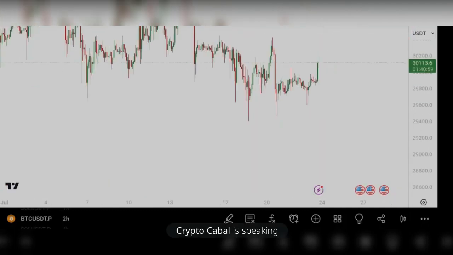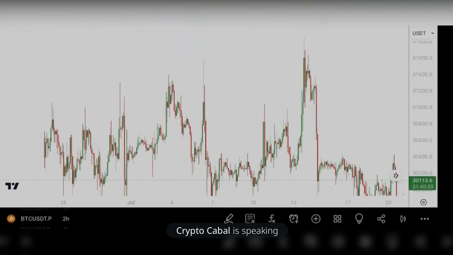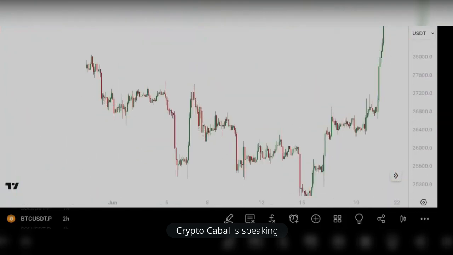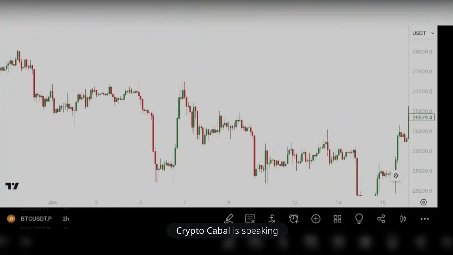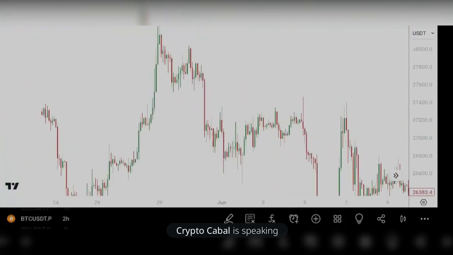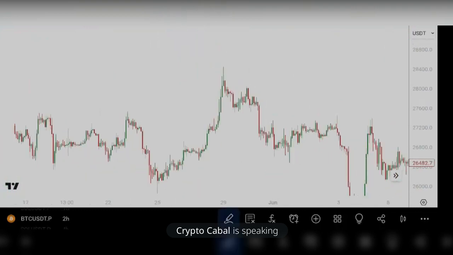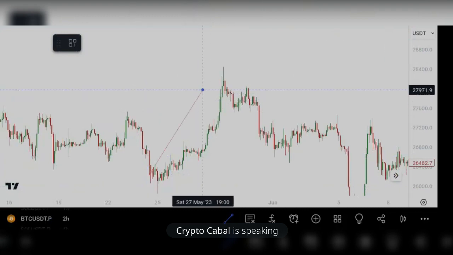Now, coming to the charts, let me identify some bearish engulfing candles. I will try to look for a very clear one for us to see. I've actually seen many. Take for example this one: the momentum is bullish. We have an uptrend at this point.